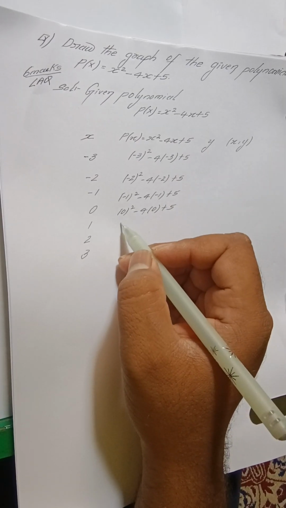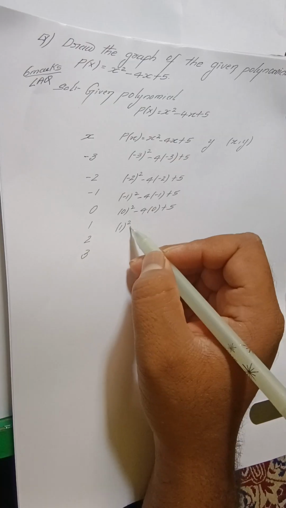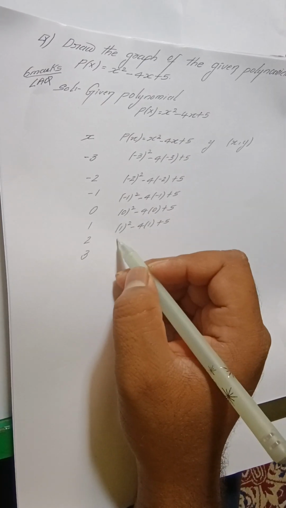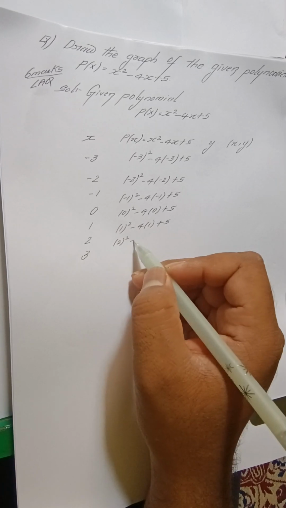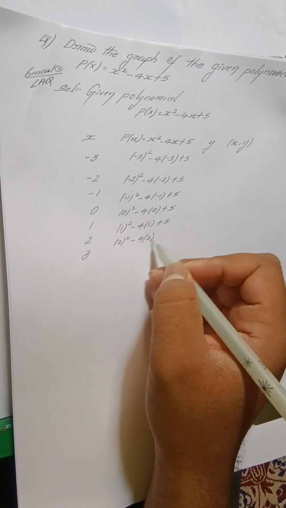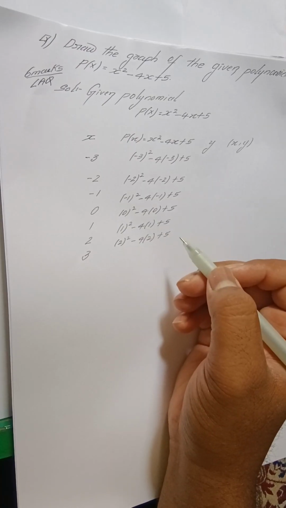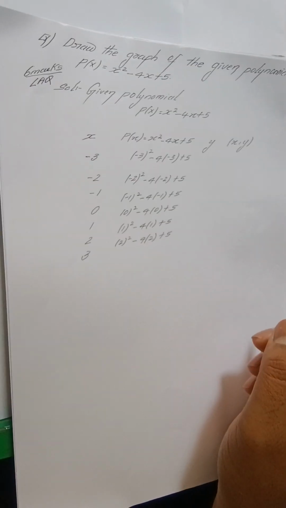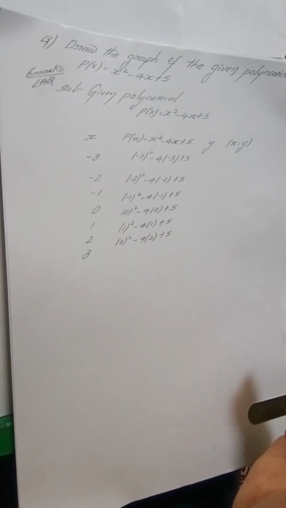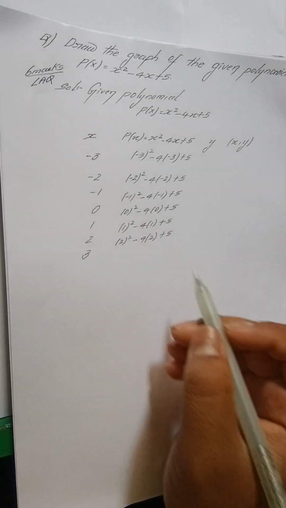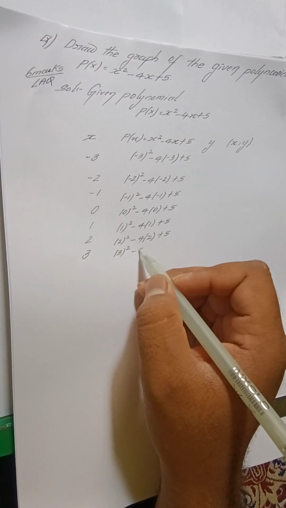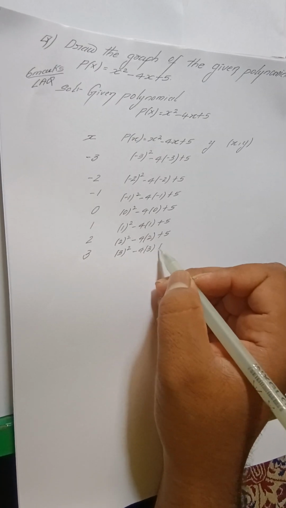The next term we are taking is x equal to 1: 1 square minus 4 times 1 plus 5. The next term is 2 square minus 4 times 2 plus 5. Make sure the terms you take are appropriate and correct. If you make any mistake, then the solution and the points you take will not be appropriate. So the last one, 3 square minus 4 times 3 plus 5.